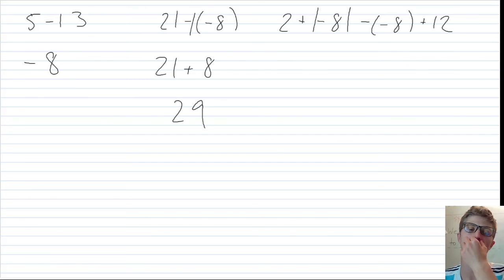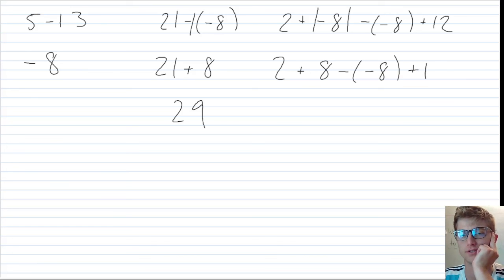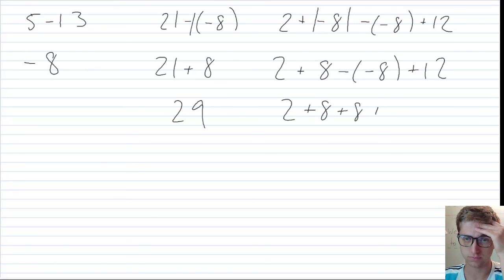And then over here, remember absolute values, the bars. They're different from the parentheses. What does it mean? Whatever's on the inside, make it positive. So we'll do that first. 2 plus 8 minus negative 8 plus 12. All right. We got any multiplication? Yes, we got multiplication in the form of distribution. That's the same as negative 1. Negative 1 times negative 8. Hey, we just did that. Equals 8. 2 plus 8 plus 8 plus 12.